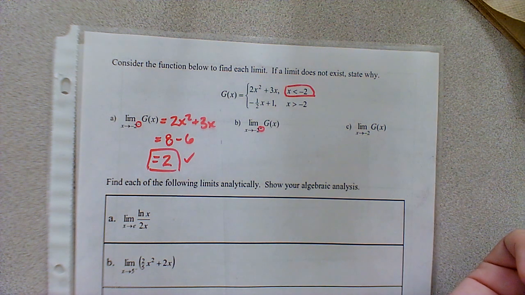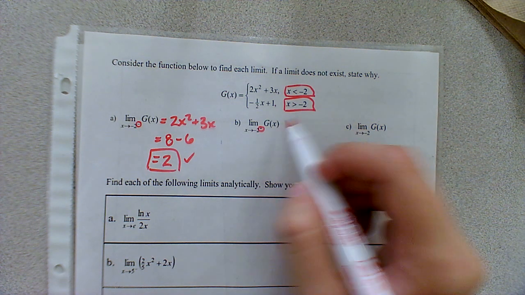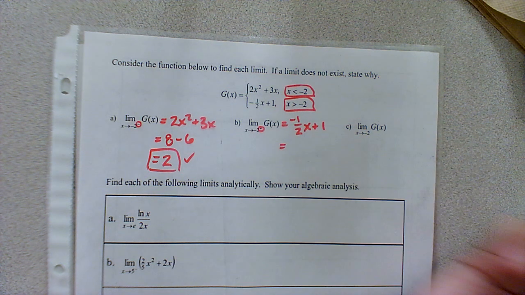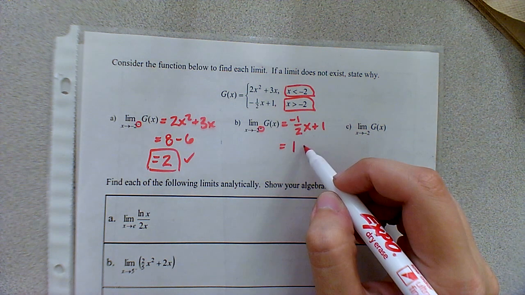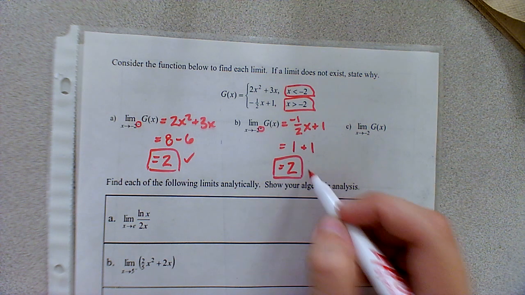So we want to choose the constraint that has values bigger than -2. That would be the second one, so we'll use the second equation. Plugging in -2, we'll get 1 plus 1, which would be 2.